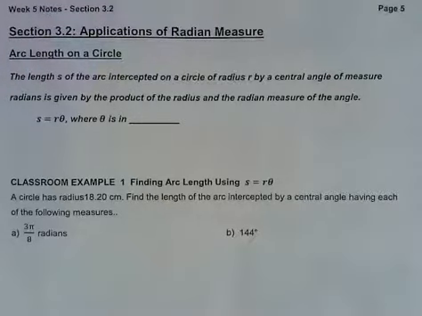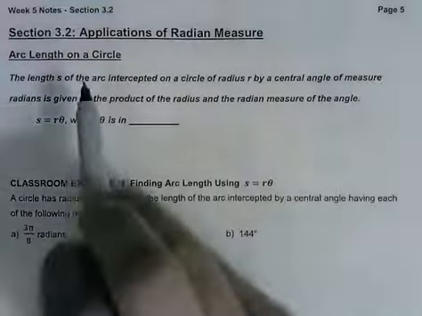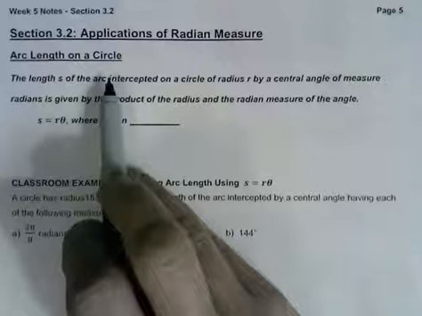This is the video for section 3.2. In this one, we're going to talk about applications of radian measure. The first one is talking about the arc length on a circle.